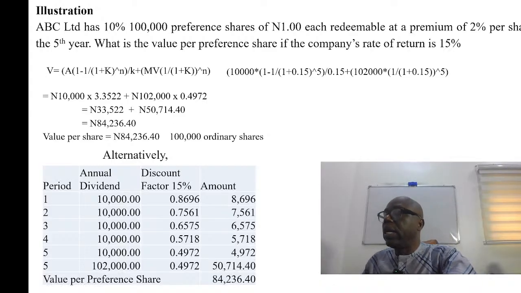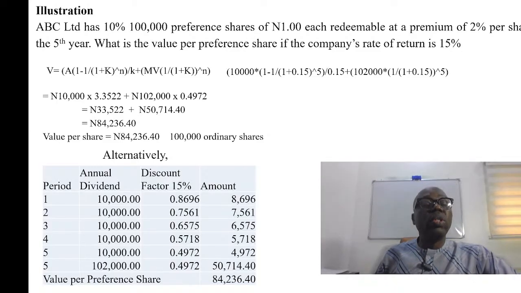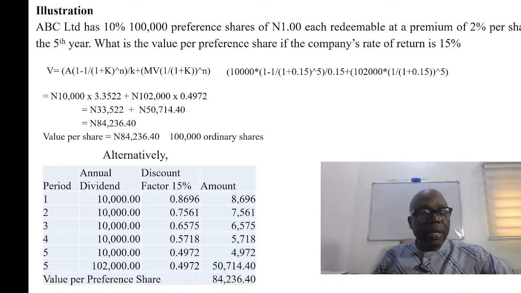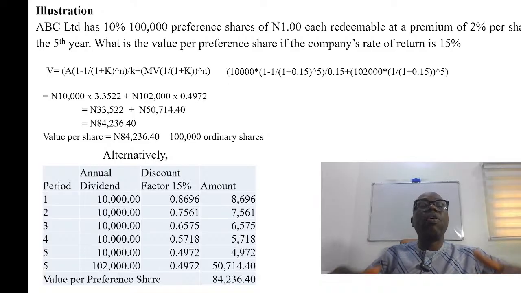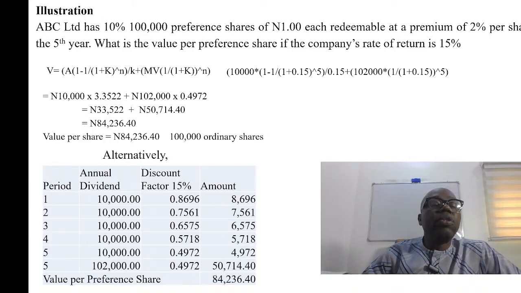So you see that you can use any of these methods to arrive at the same value. But whichever method you use, you must arrive at the same value. If you use any method that did not arrive at the same value, then you may have made a mistake in the whole computation. So look at it very well. Look at the method I use. Look at the value I arrived at, so that you understand where you are going. So if using the formula is easier for you, you can use the formula. If using the table is easier for you, you can use the table.